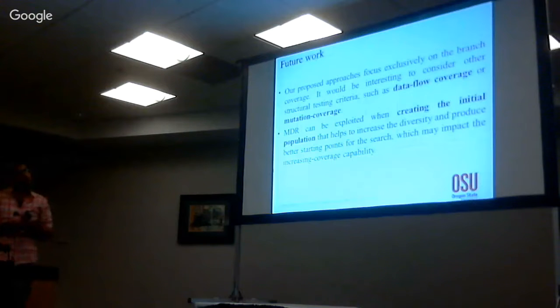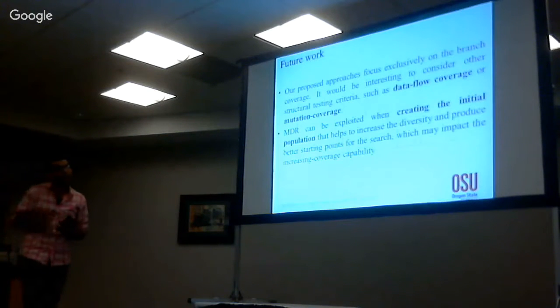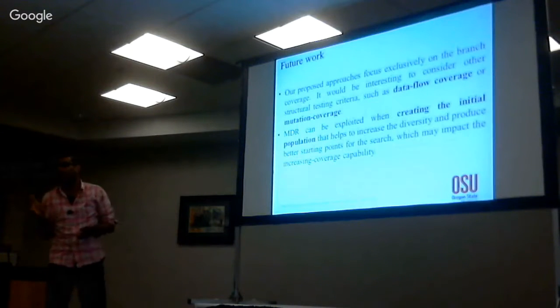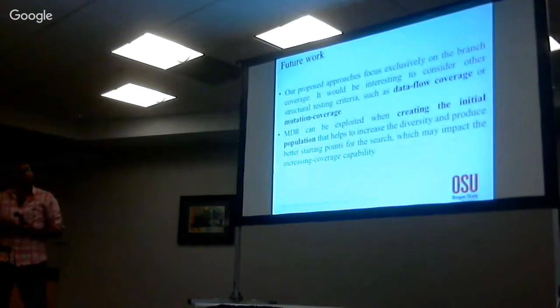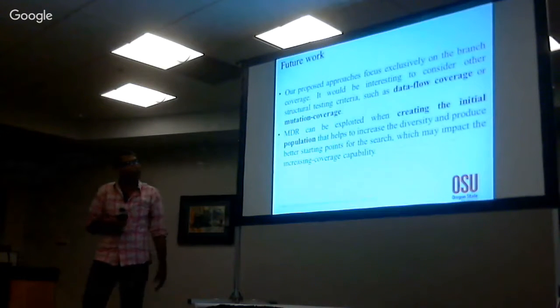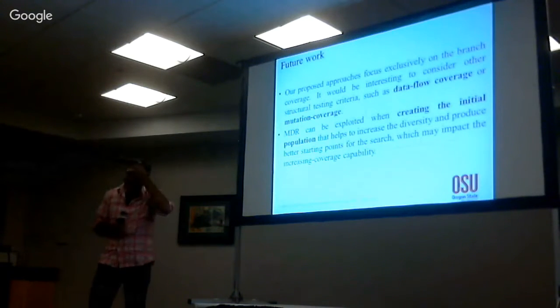Our future work will be proposed approaches. What we've done so far focuses exclusively on branch coverage, and it would be more interesting to see other coverage criteria, such as data flow coverage or mutation coverage.